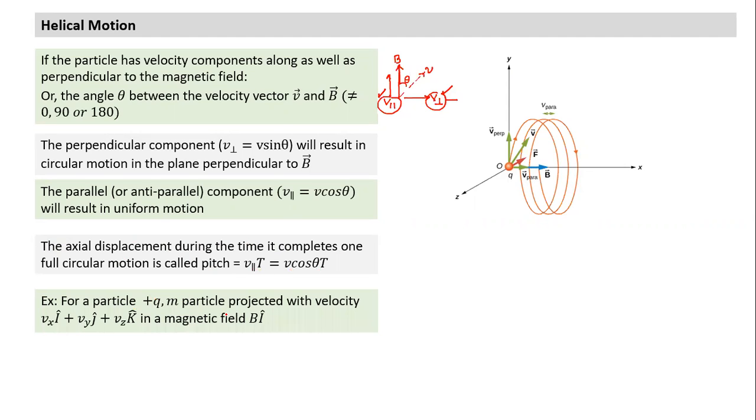Let's take this case. Suppose this particle, with charge plus q and mass m, is projected with this velocity in this magnetic field. What kind of motion will this particle have if all these three values are non-zero? What kind of motion will this particle have if all three values are non-zero? Shreya, can you tell me what kind of motion this particle will have?